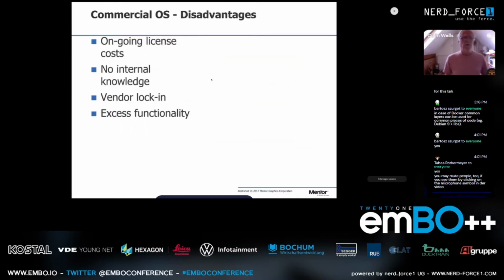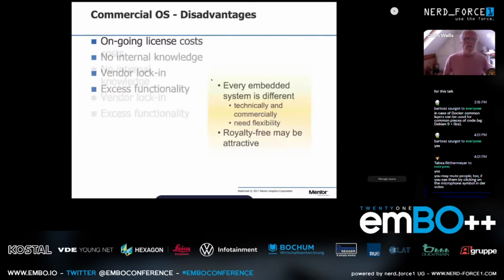So what are the disadvantages of a commercial operating system? Well, there might be ongoing license costs. There might be. It depends on the license model. Every embedded system is different, so those differences are both technical and commercial. So a commercial product needs flexibility.